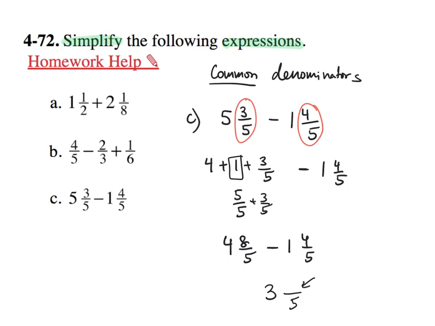The other strategy is to change both mixed numbers into improper fractions and then subtract. Whichever way you like to do it, finish the problem on your own.